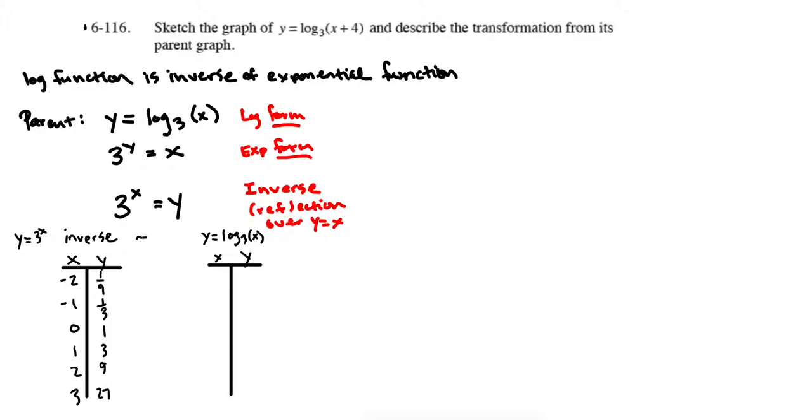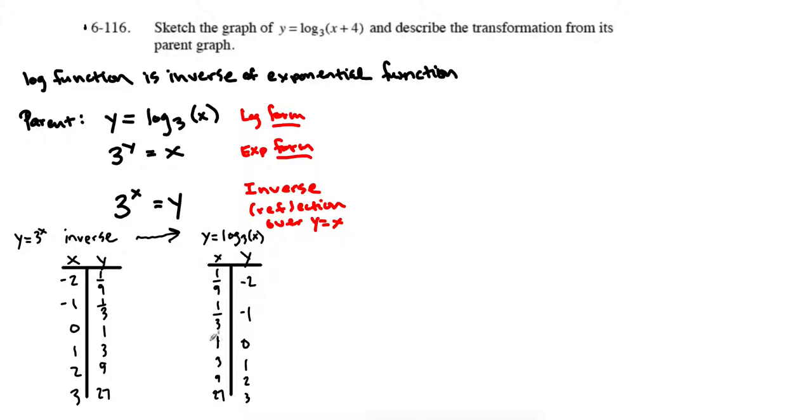So now if I wanted to graph my log function here, remember I'm going to take it and flip-flop my x and y values. So my x would be 1/9, 1/3, 1, 3, 9, and 27. And then I'll just record all my y values down as well. It'd be -2, it'd be -1, this one would be 0. We've got 1, 2, 3.